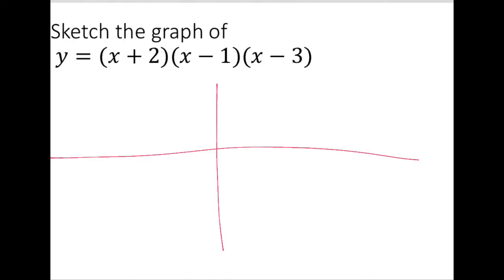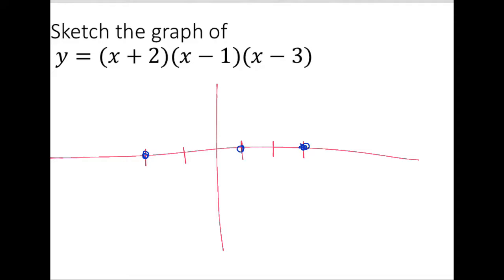We know that this function has zeros at negative 2, right there. Also at positive 1, right there. And finally at positive 3 as well. And how do I know that? Well, it's in factored form. Negative 2 plus 2 is 0. 1 minus 1 is 0. And 3 minus 3 is 0. So we're trying to make those factors 0.